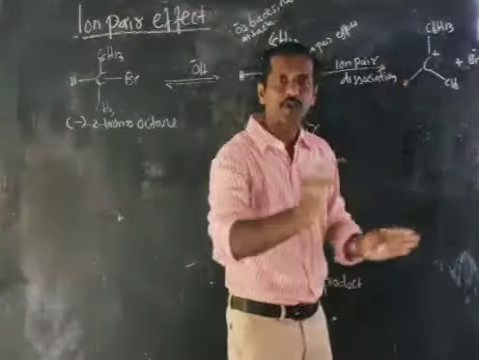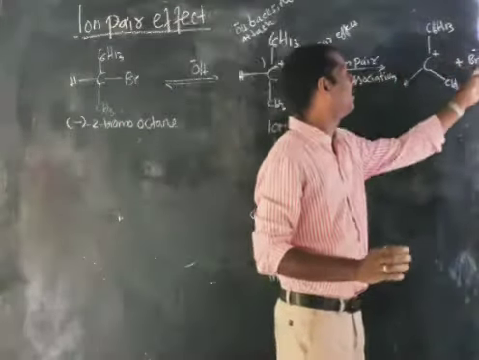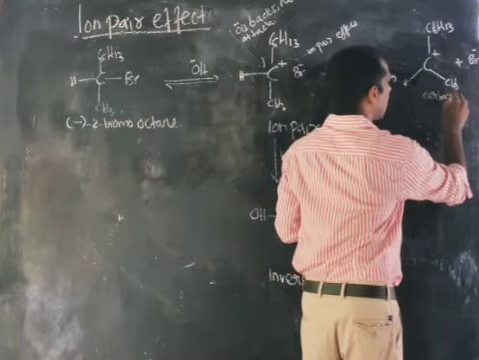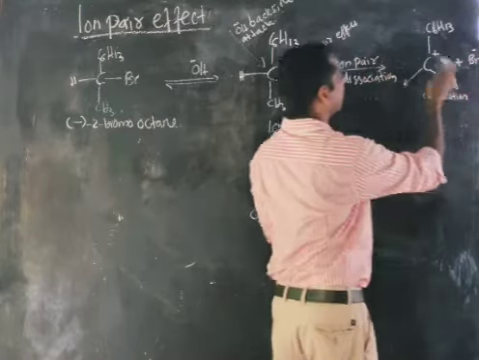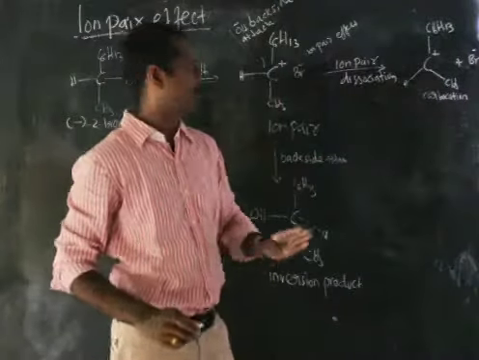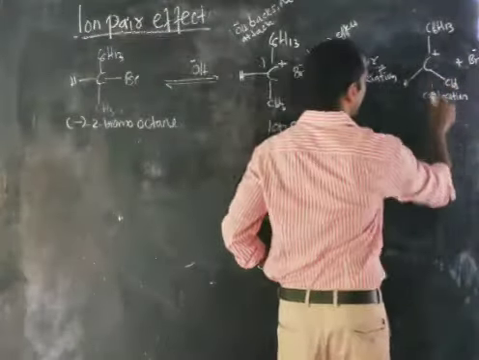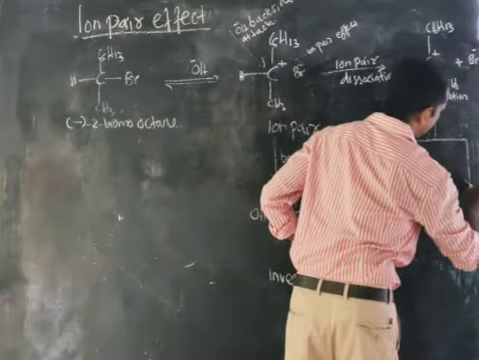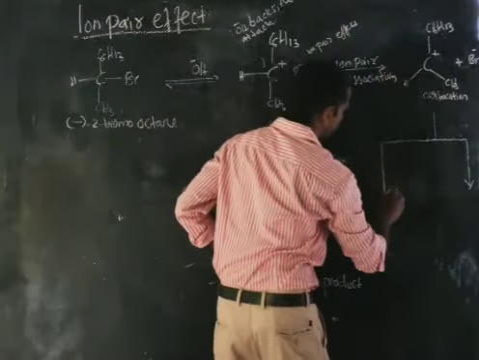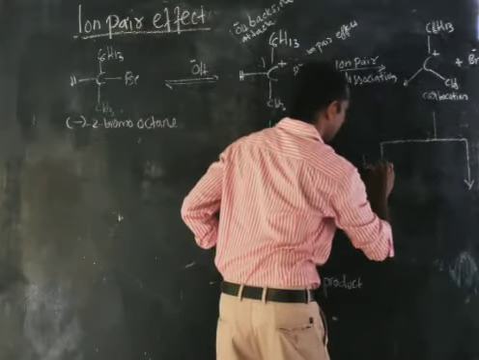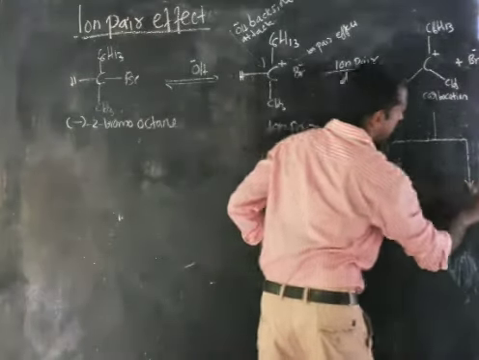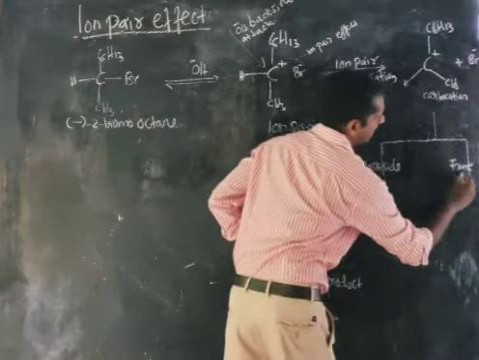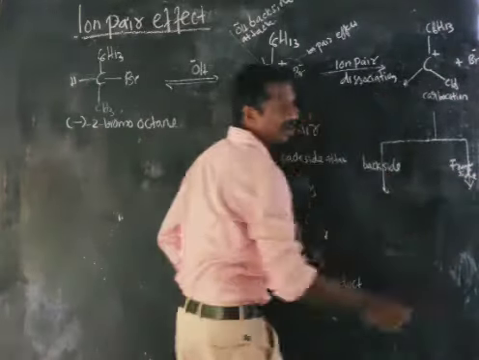And after a shorter period of time, this is completely separated and you are getting the free carbocation. Now once the free carbocation is formed, as we have discussed earlier, backside attack is possible, as well as front side attack is also possible.